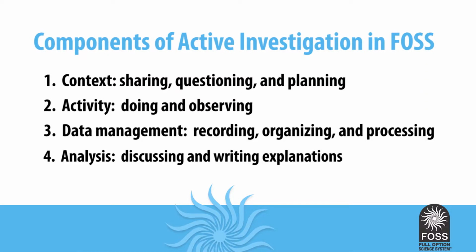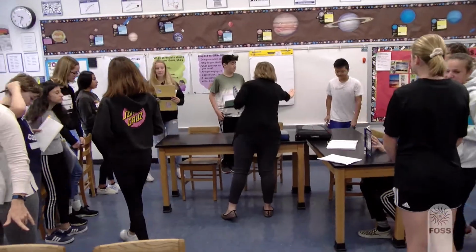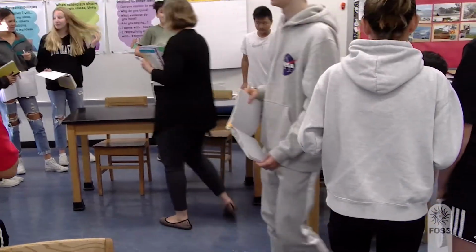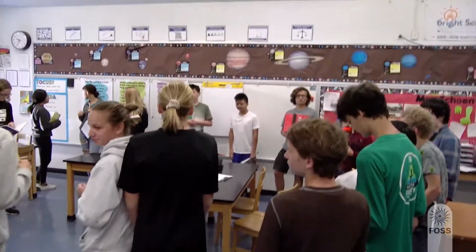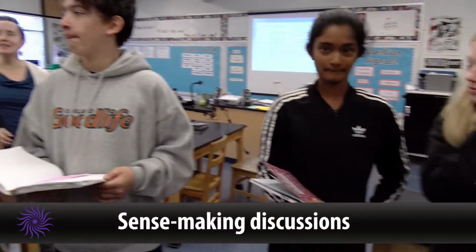Sense-making discussions are a prominent part of FOSS active investigation. Sense-making discussions typically follow data management as part of data analysis. Students typically stand in a circle, with the teacher as part of the circle, to facilitate discussion among students to build the analysis together. Sense-making discussions have two main goals.